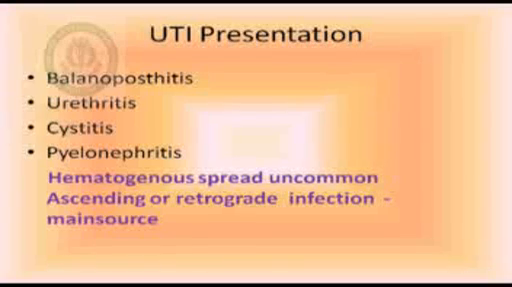It can present in 4 different forms: 1. Balanoposthitis, 2. Urethritis, 3. Cystitis, 4. Pyelonephritis. Balanoposthitis occurs only in males, as you all know. The other 3 can occur in both sexes. Hematogenous spread is very uncommon, whereas ascending or retrograde infection is the main source of UTIs in children.